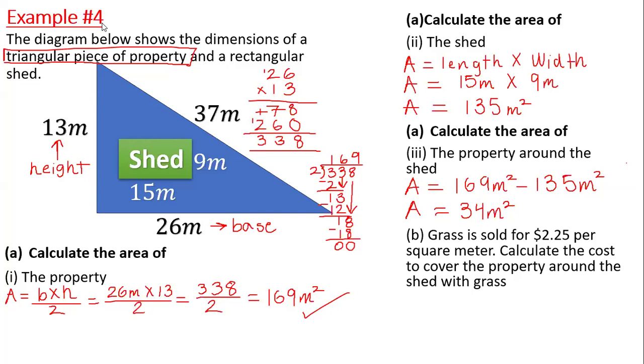Go ahead, Miles. Miles, can you read B? Where's Miles? Grass is sold for $2.25 per square meter. Calculate the cost to cover the property around the shed with grass. Very good. This is a very good question. Grass is sold at $2.25 per square meter. Calculate the cost to cover the property around the shed with grass.